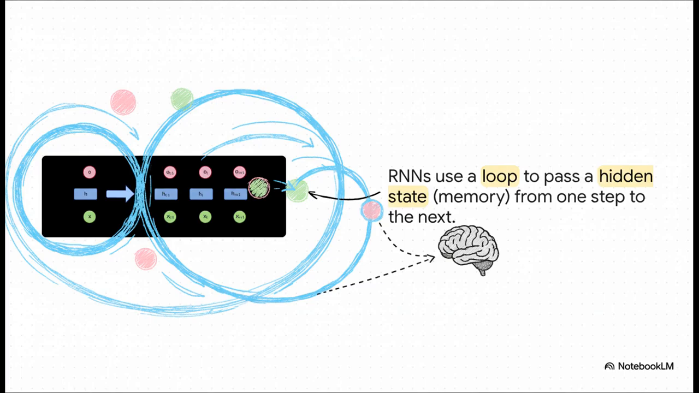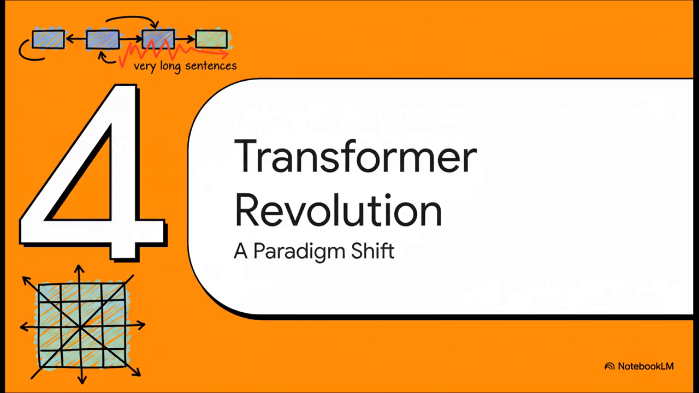It cracks the memory problem with this really clever little loop. As it processes each word in a sentence, it passes along what's called a hidden state, which is basically a summary of everything it's seen so far to the very next step. This hidden state acts as its memory, giving it the context it needs to understand the whole sequence. For a long time, RNNs were the go-to for anything language-related, but they had some serious limitations, especially with really long sentences. And then, a new architecture came along and completely changed the game.